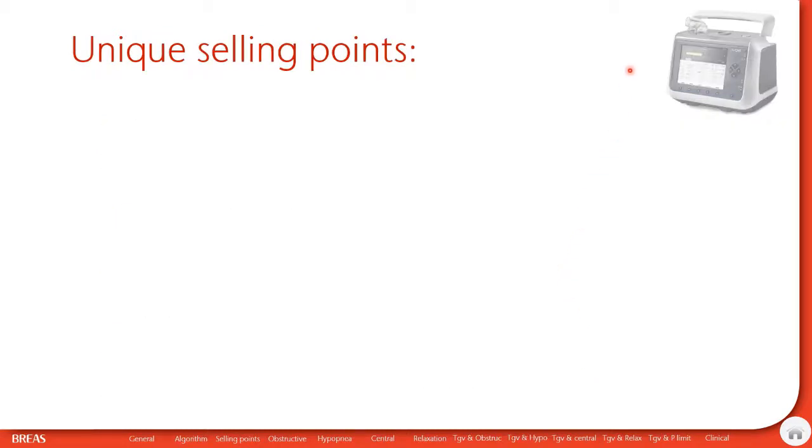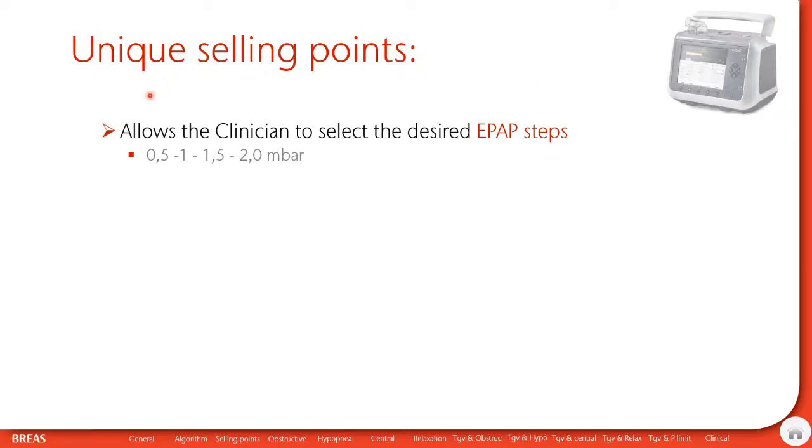So in summary, some of the unique selling points for the Breas Auto algorithm are the flexibility, while we allow clinicians to select the desired EPAP step. Some clinicians have mentioned to us that some algorithms are too fast, or other algorithms are sometimes too slow, or it's very patient dependent, where a patient is uncomfortable with too large steps of changing EPAP.